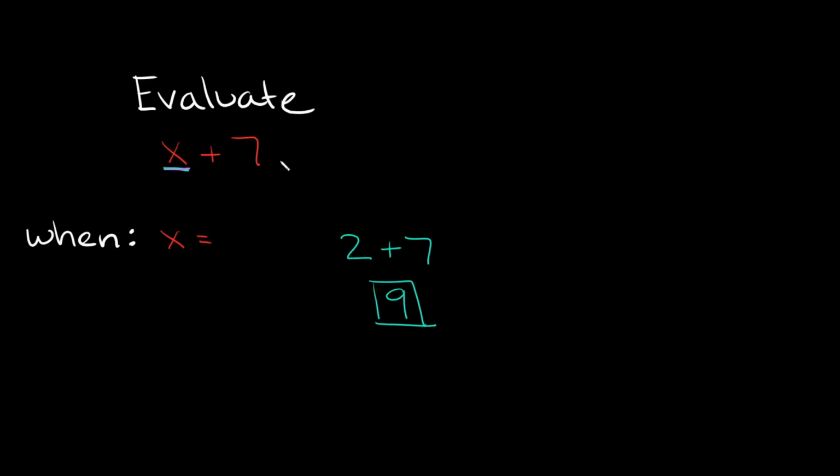Okay, let's try one more with this one. So again, we're being asked to evaluate x plus 7, and now let's say x is equal to negative 11. So again, we're being told x is negative 11, so that simply means we're going to plug in negative 11 for x up here. So instead of x plus 7, we're going to have negative 11 plus 7. And negative 11 plus 7, what is that equal to? Negative 4. So this would be your answer.